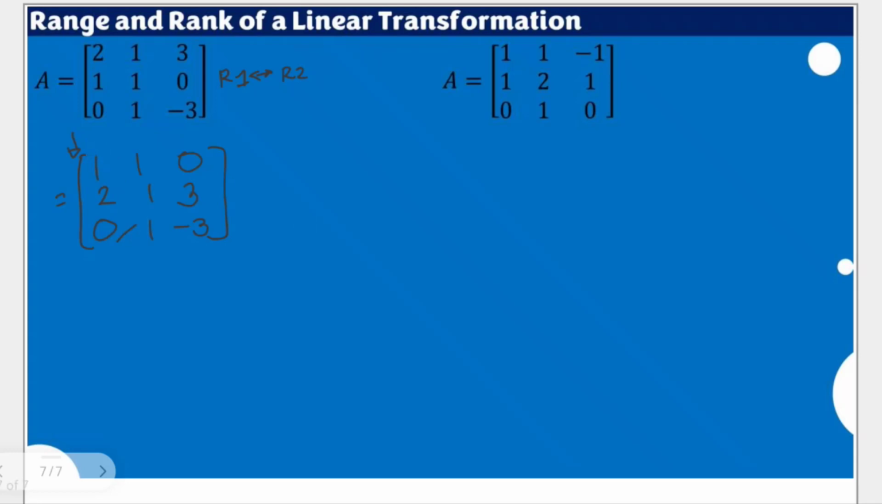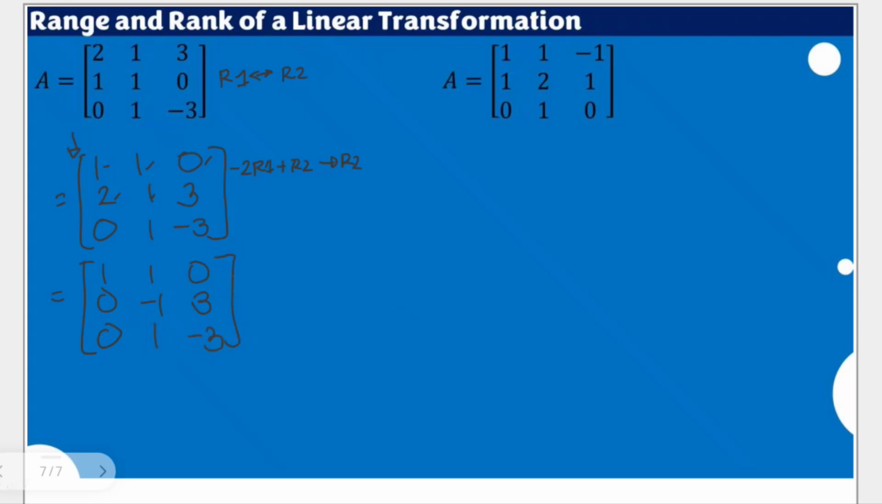Since this is already 0, what we need to do here is to only make 2 equal to 0 by multiplying negative 2 to row 1 plus row 2 for a new row 2. So we have here 1, 1, 0, and then negative 2 times 1 is negative 2 plus 2, 0. Negative 2 times 1 is negative 2 plus 1, negative 1. Negative 2 times 0 is 0, so we have here 3. The next row is 0, 1, and negative 3.